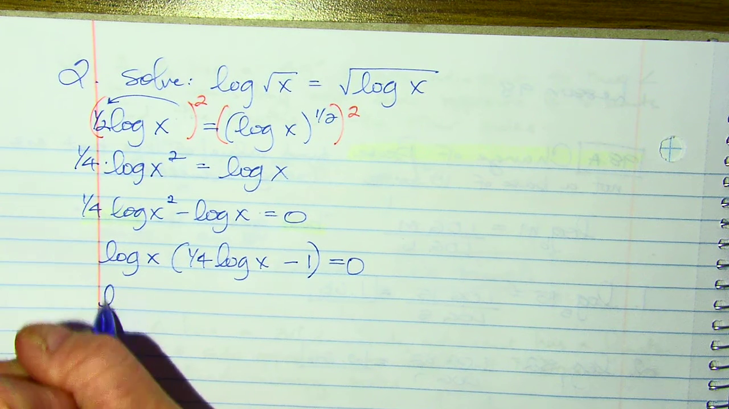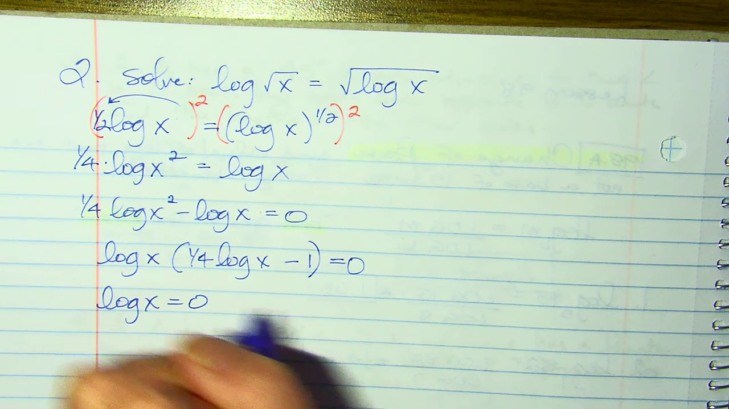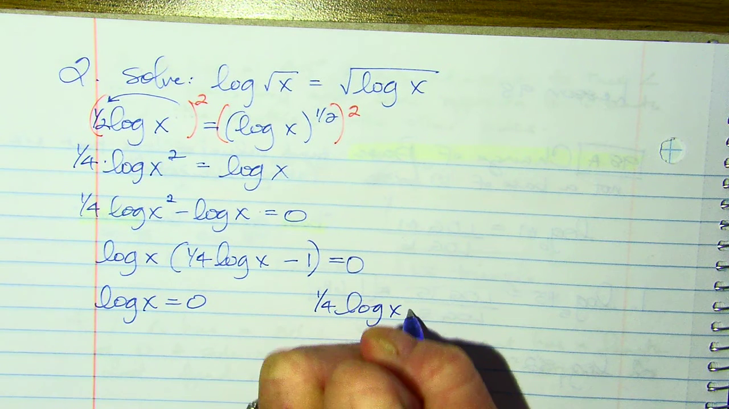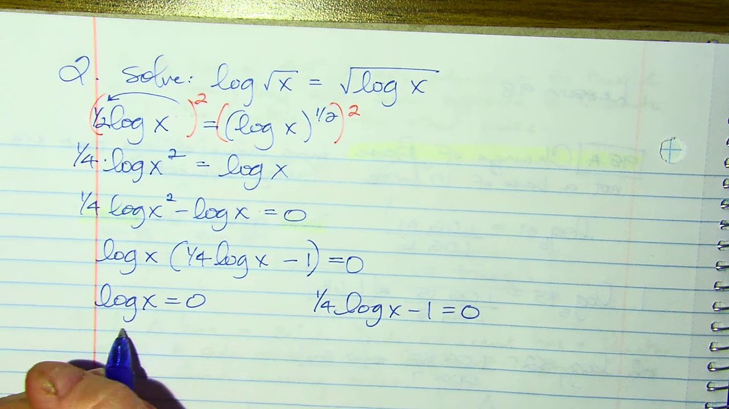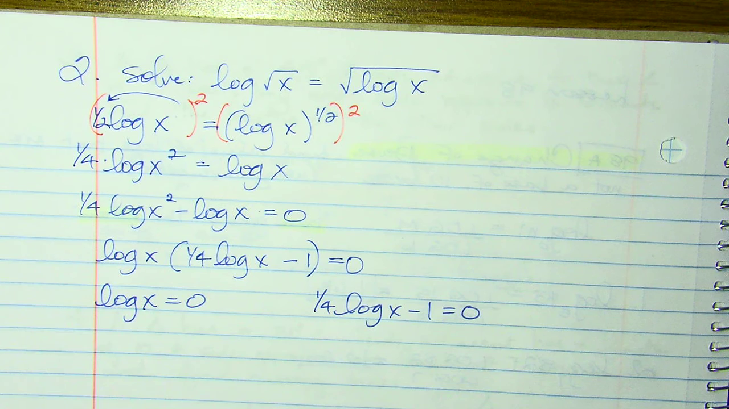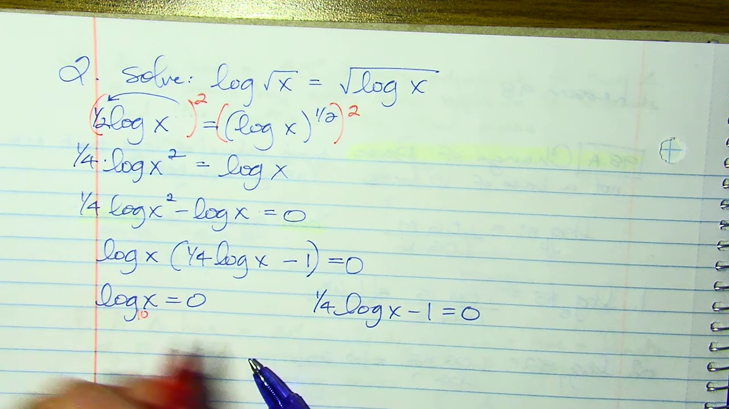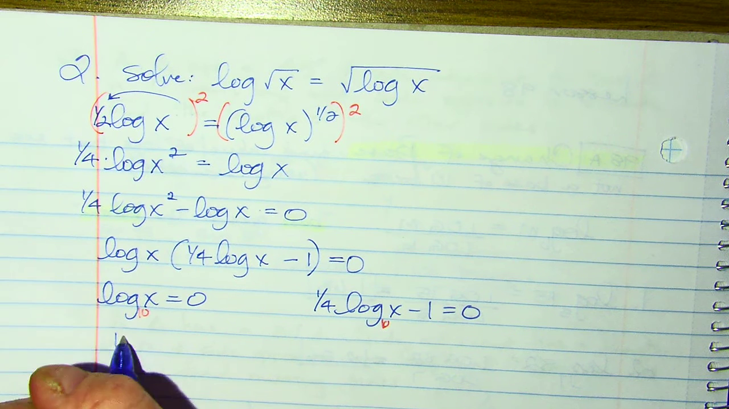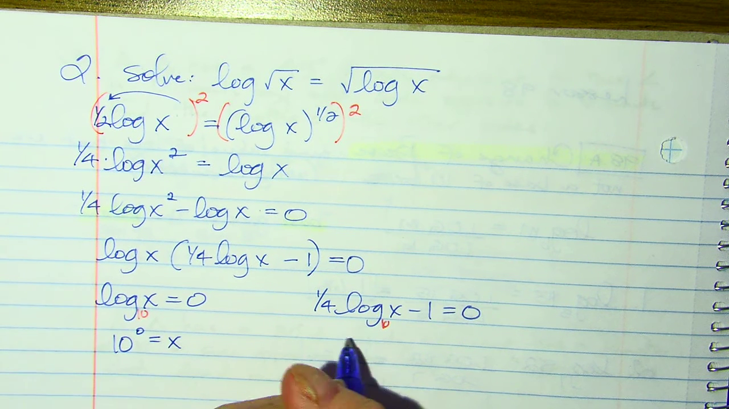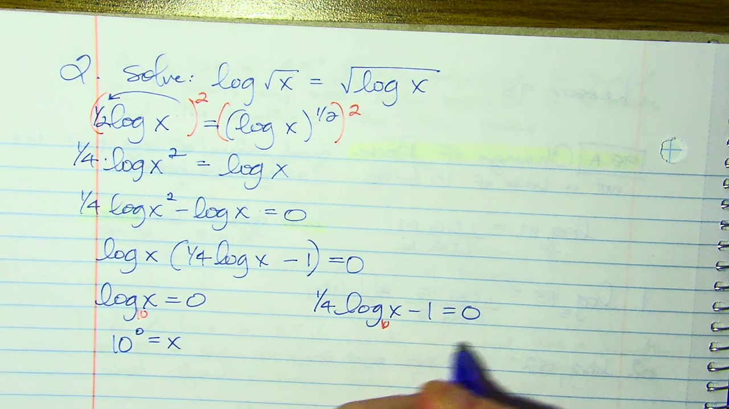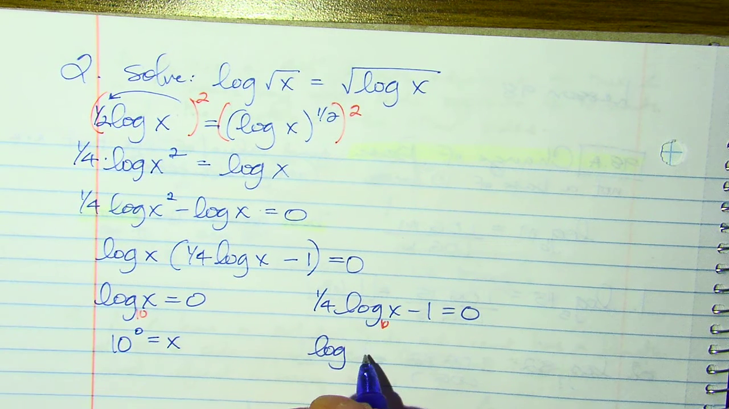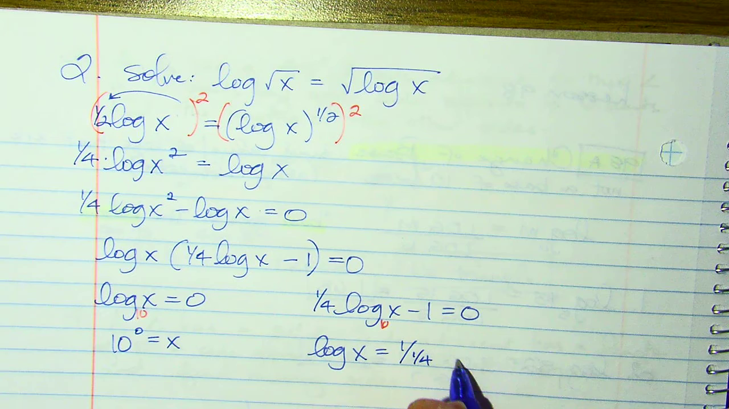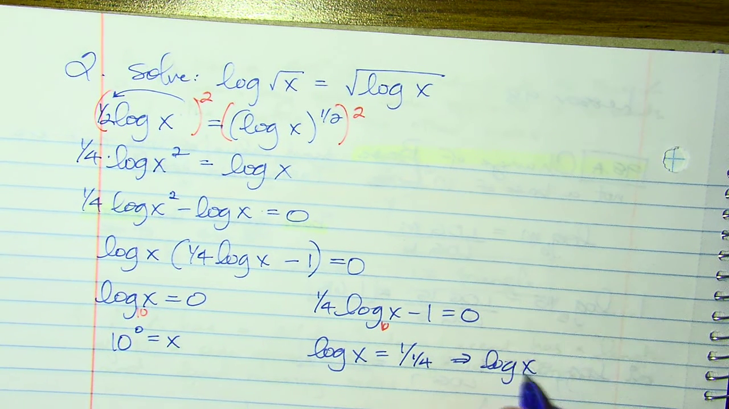So when does the log of x equal 0, and when does the 1/4 times the log of x minus 1 equal 0? There's an invisible 10 here. So 10 to the 0 equals x, and this would mean I would have to add 1. So log of x equals 1 divided by 1/4. So the log of x equals 4.